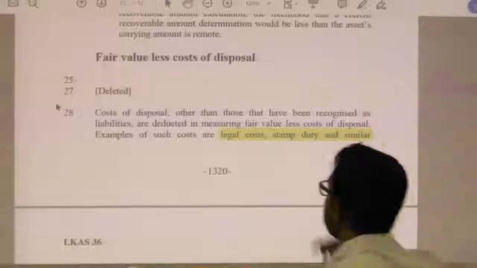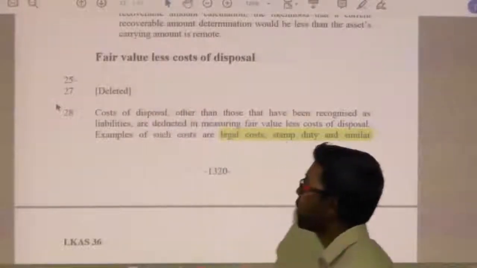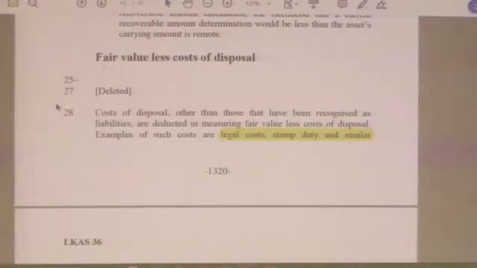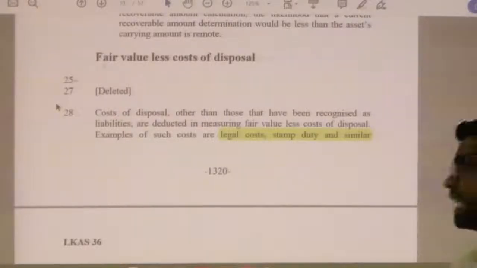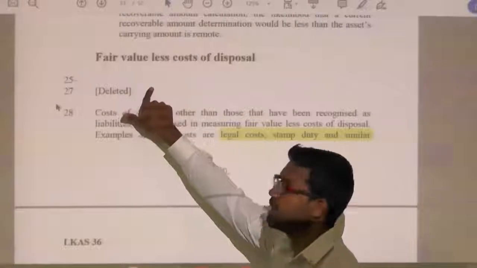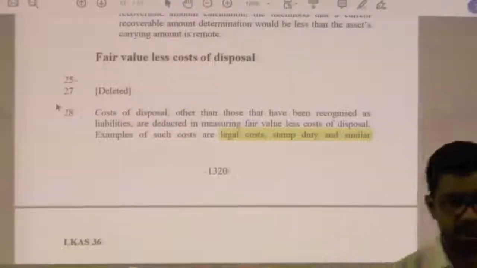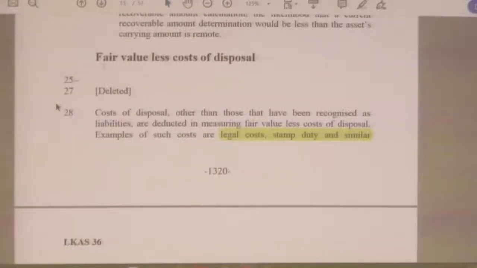That's why they have deleted paragraphs 25 to 27. They have explained the way you measure fair value in the relevant standard. Deleted, and you can learn it from SLFRS 13. In the same place here, you can say SLFRS 13, right? Fine. Then cost of disposal, cost to sell, fair value less cost to sell.